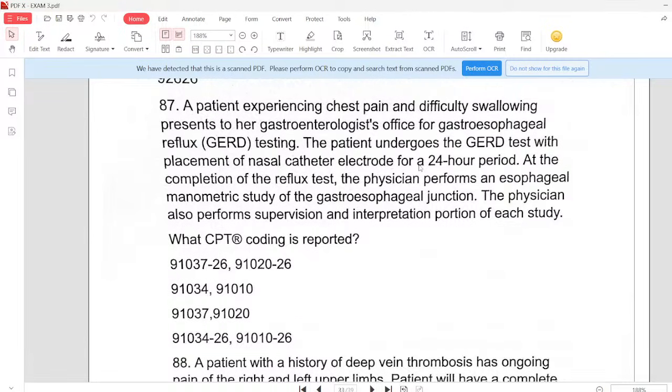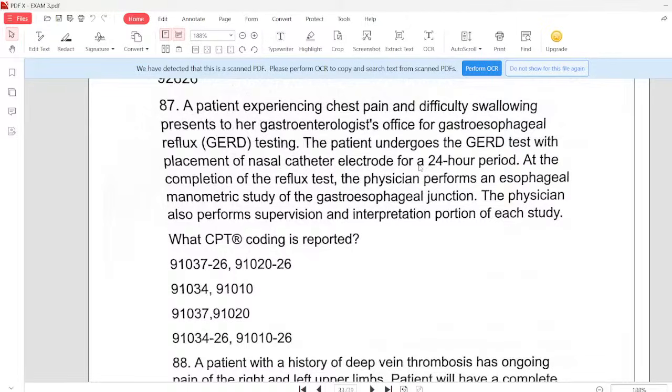Just to check the other option 91010 also. 91010 is actually for esophageal motility manometric study. Yeah, we have a manometric study mentioned in our question. Esophageal manometric study for the esophagus and gastroesophageal function is mentioned, right? Here also esophageal manometric study is mentioned. So the code 91010 is esophageal manometric study, right? Am I right?